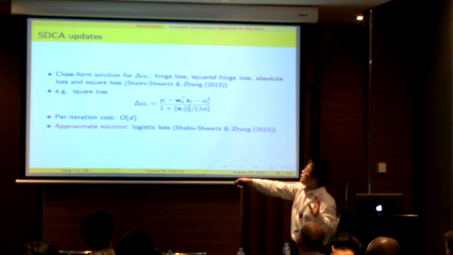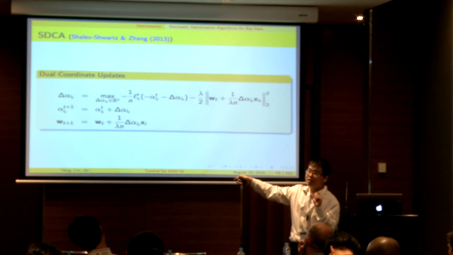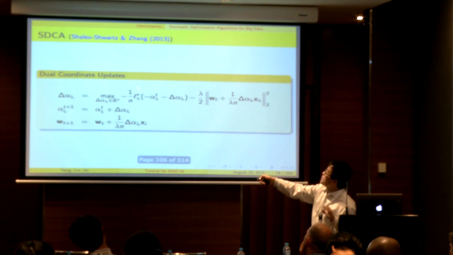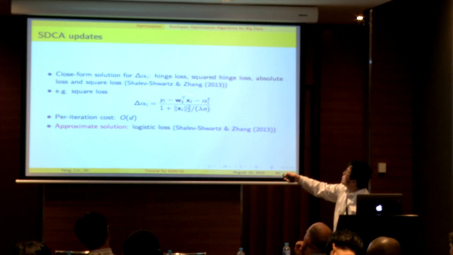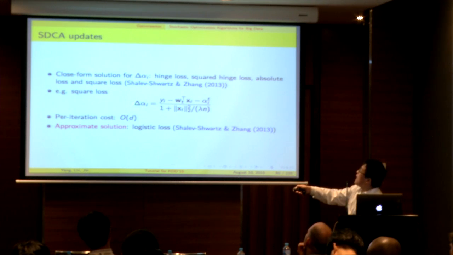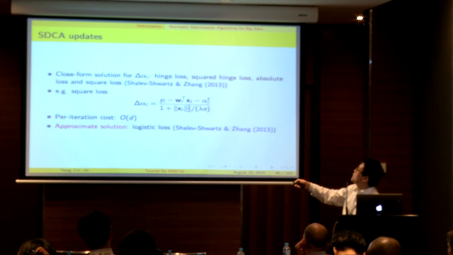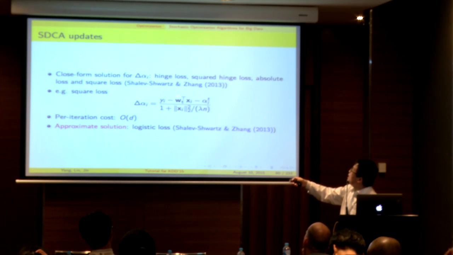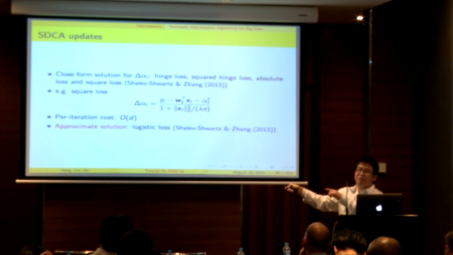For example, for square loss, for example, L is the square loss in a regression case, and L star is the conjugate, and this problem allows the following closed form to update alpha. You can see what you need to do is, the most costly step is to calculate this inner product. These two norms, you don't need to worry about them because I assume every data point is already normalized.